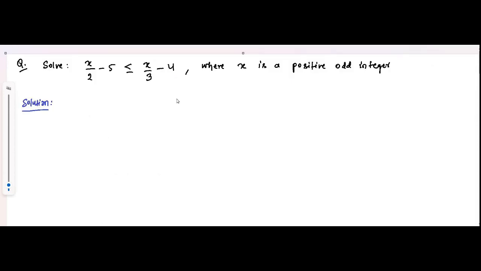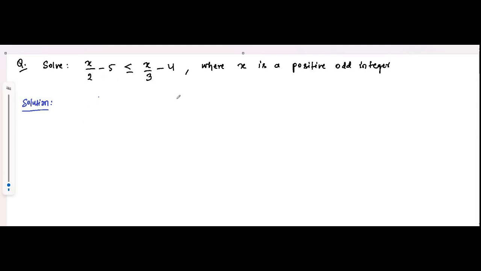So here is another question on linear inequations in one variable. Here it is given to solve the inequation x by 2 minus 5 is lesser than or equal to x by 3 minus 4, where x is a positive odd integer. So in a way it has given us the replacement set, where x is a positive odd integer, and from this we have to find out the solution set from the solution which we will get here.